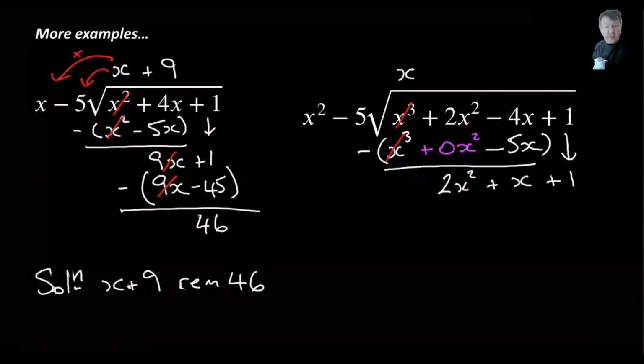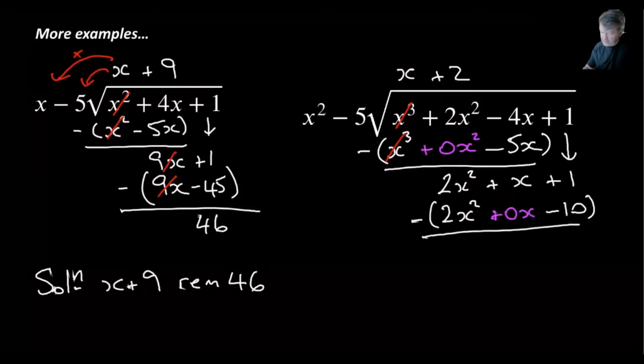X squared into 2x squared. So x squared times what is 2x squared? Is times 2, so plus 2. So 2 times x squared is 2x squared. 2 times negative 5 is negative 10. Again, that's the next term. So our negative 10 we really want under here. So minus 10. In the middle, we'll put plus 0 x's. There's our brackets, minus underline.